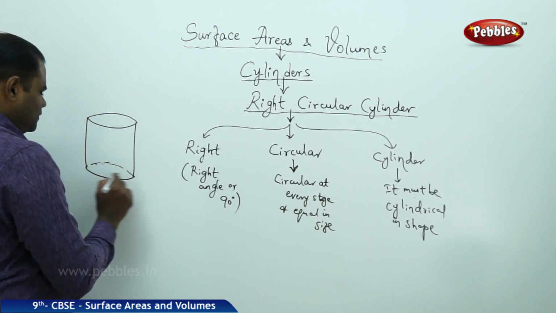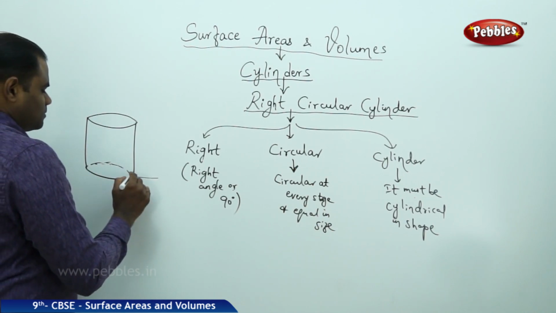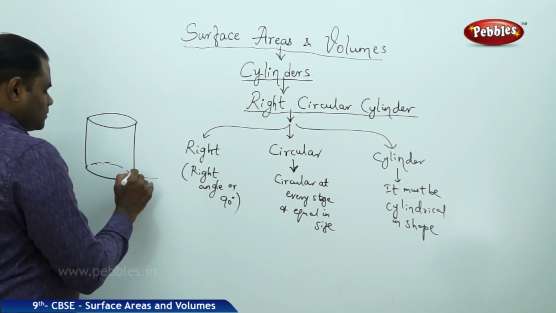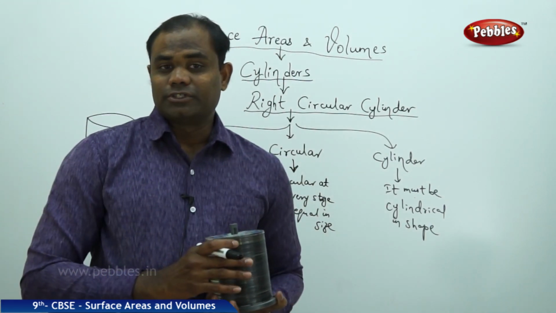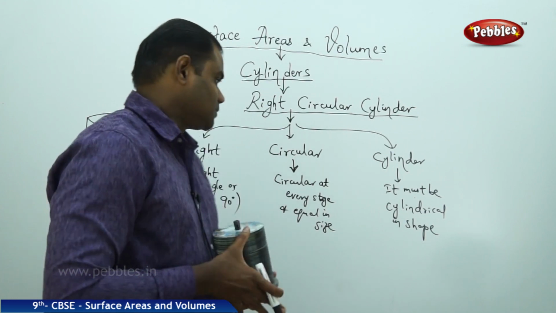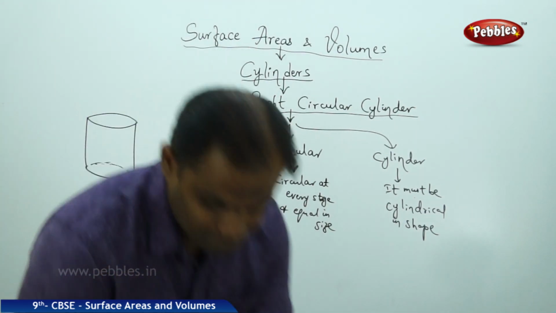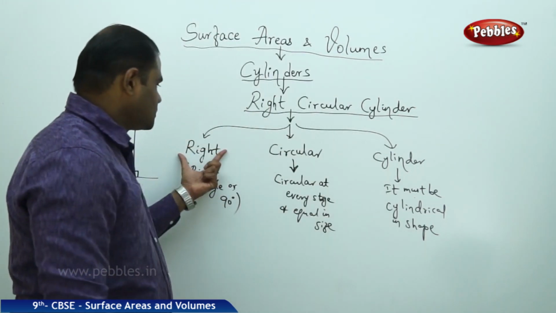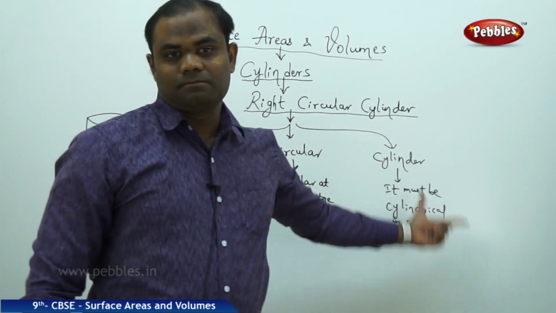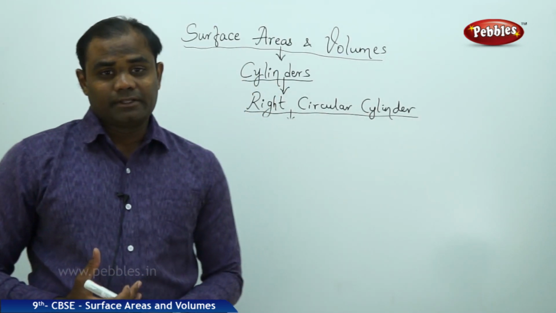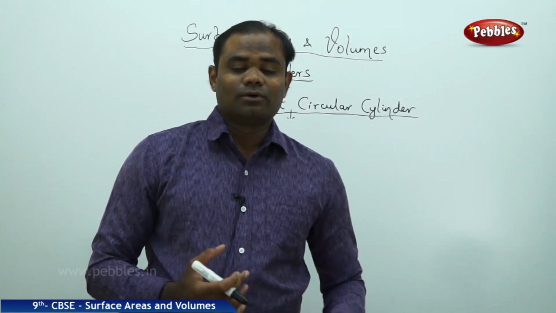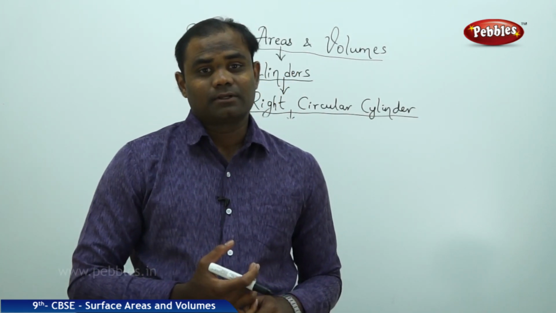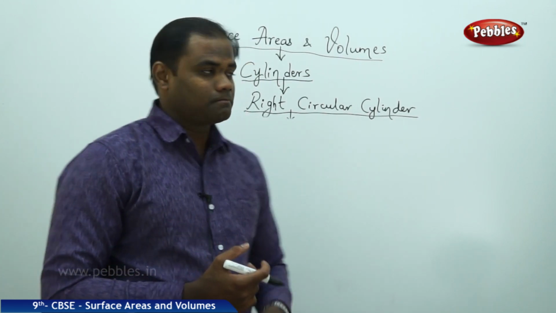That is how I have the base, which must be exactly at 90 degrees from the ground. A right circular cylinder has three important classifications. Now that we have identified the definition of a right circular cylinder, let's see some of the objects which are right circular and which are not right circular.